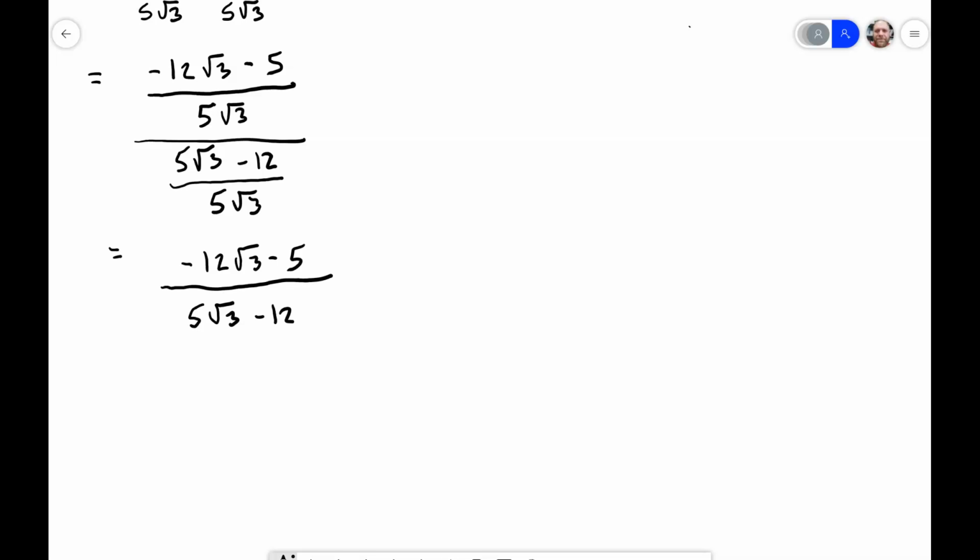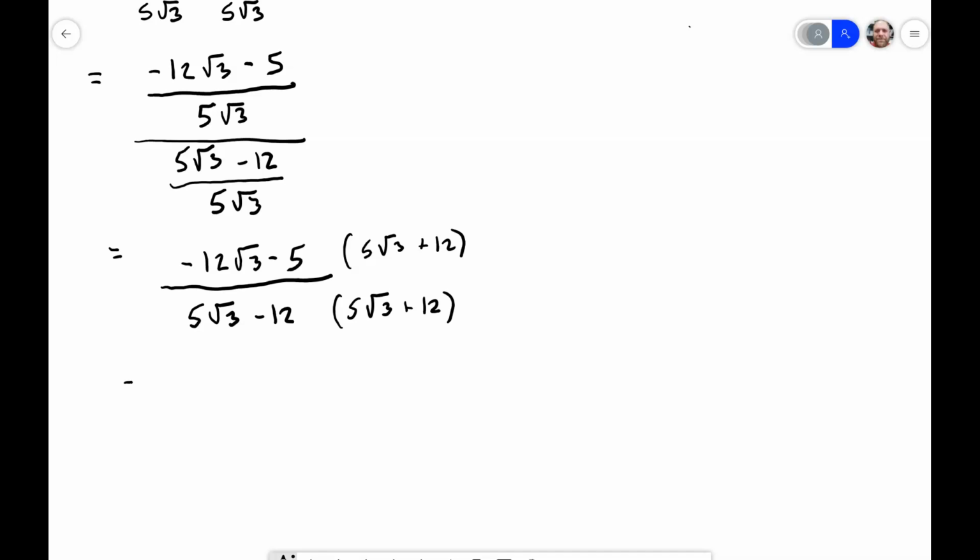So when we multiply by the conjugate and you FOIL it out, you get the first term squared minus the last term squared, and it's really nice in that it gets rid of our square roots. So that's what we're going to do here. We're going to multiply the top and the bottom by the conjugate, so 5 root 3 plus 12 and 5 root 3 plus 12.